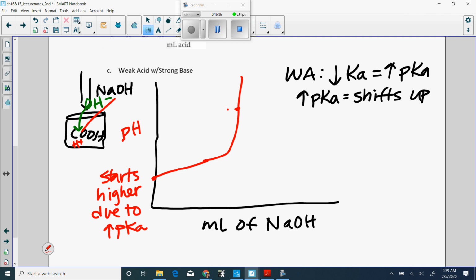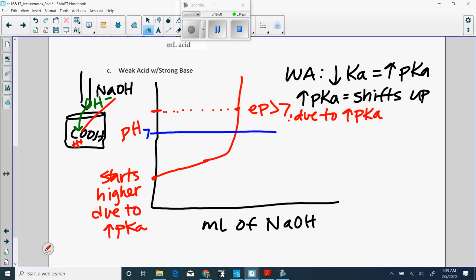This equivalence point is going to be greater than 7. The whole thing is shifted up. I'm making a basic salt. I'm not making a neutral salt anymore. I'm making this basic salt. So my pH is going to be greater than 7.